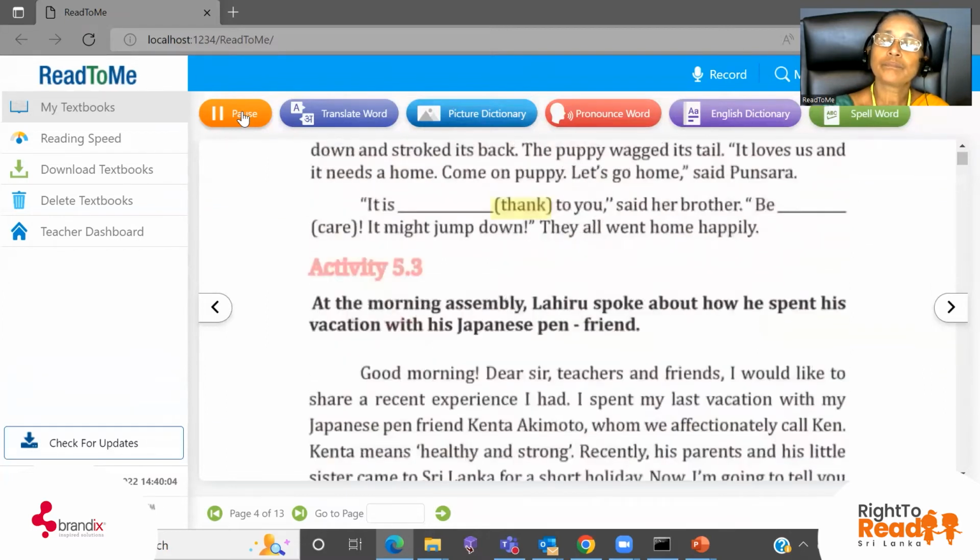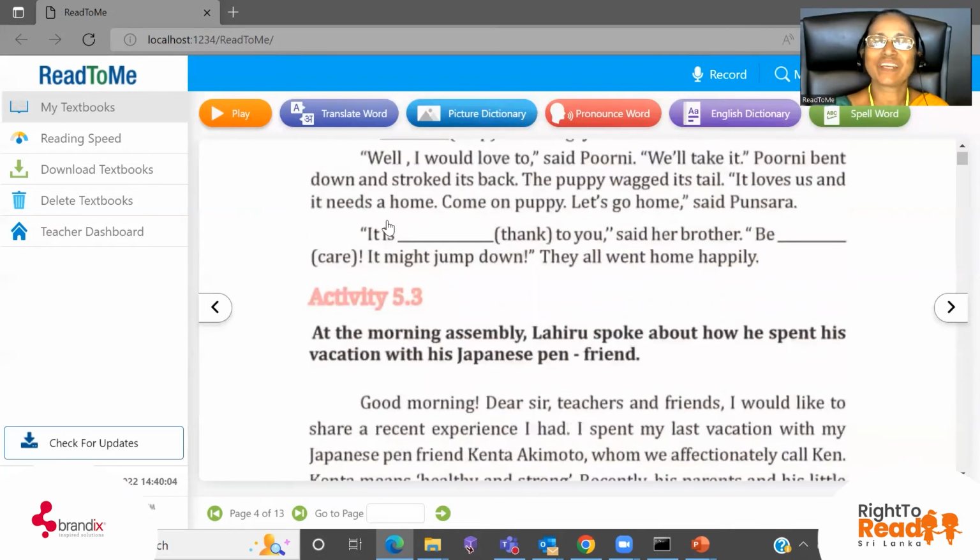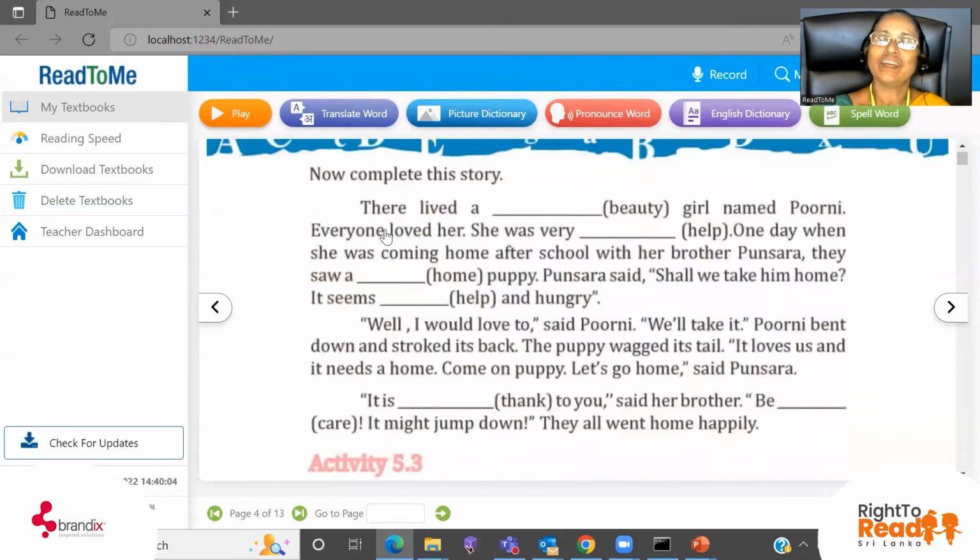"It is thanks to you," said her brother. "Be careful. It might jump down." They all went home happily. It's a very nice story. You would love to read the story once again.